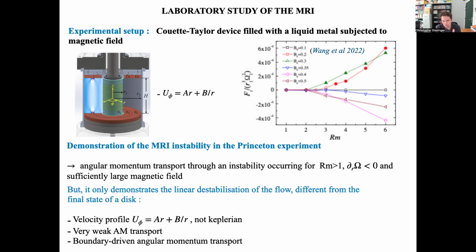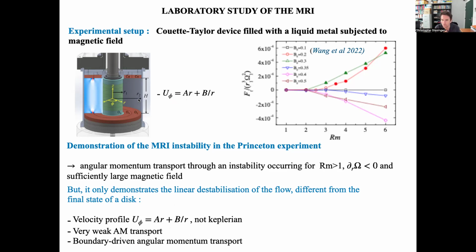there is still some problem with this experiment when you try to extrapolate this experimental data to a real accretion disk. There are at least 3 problems with this extrapolation. The first obvious one is the velocity profile. Okay, it's a very different velocity profile. It's not Keplerian. So it's quite hard to know what to do with these results when you want to extrapolate to a Keplerian velocity profile.